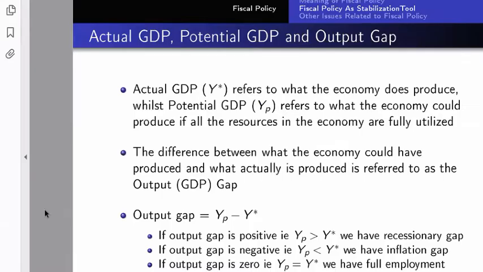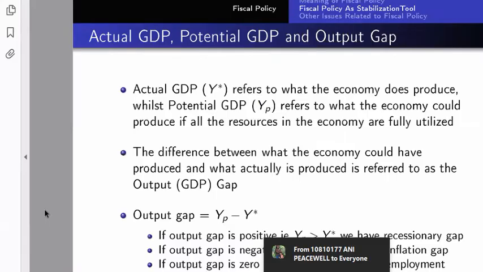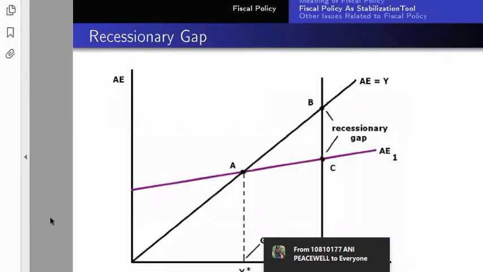But it is possible that the potential can be lower than the actual. It's very, very possible.